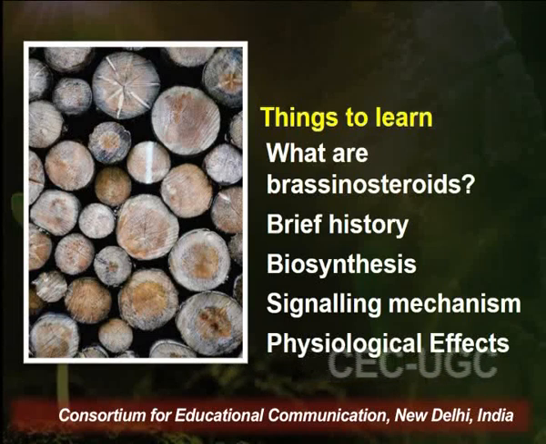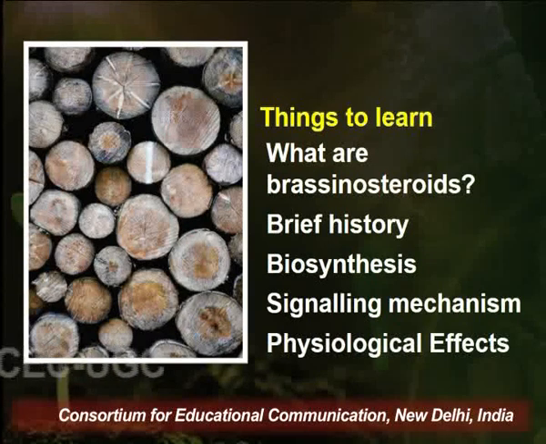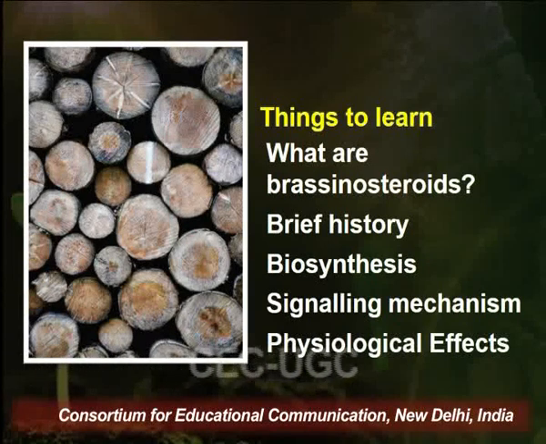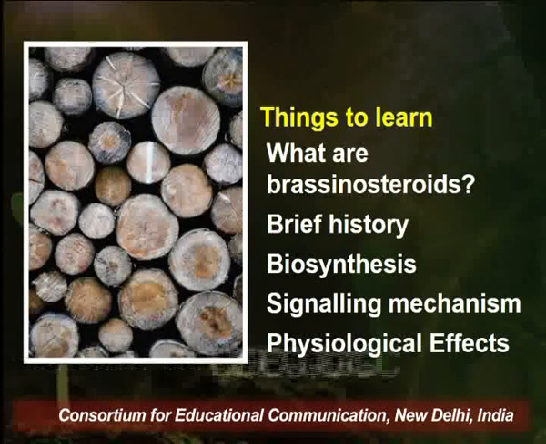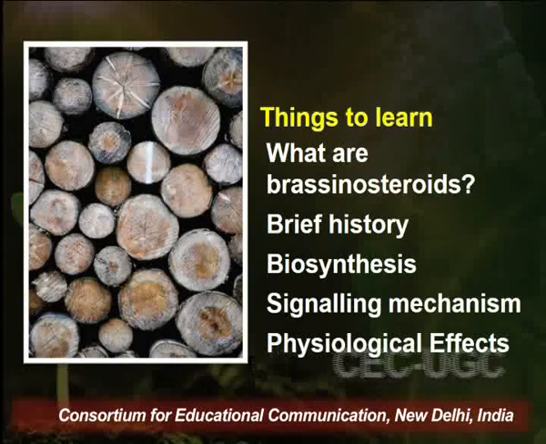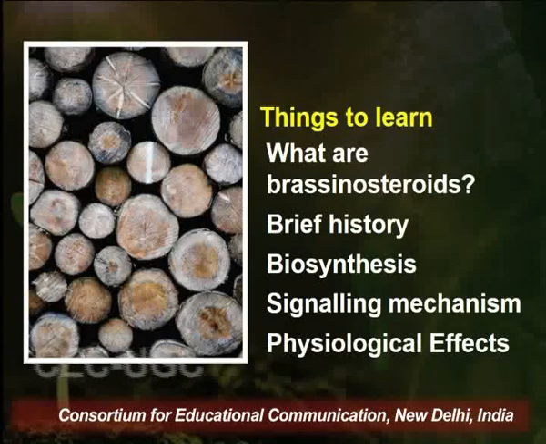So friends, the next class of phytohormone, or plant growth regulator, or plant hormone, is brassinosteroids. Now what we are going to learn about brassinosteroids is what these brassinosteroids are, how they came into existence, how they are biosynthesized in the plant, and what basic pathway is followed in their biosynthesis. We will also learn how they exhibit their effect on the plant system, that is their signaling mechanism, and what different components and proteins are involved in that signaling mechanism. And in the end we will discuss the physiological effects exhibited by these brassinosteroids on plants.